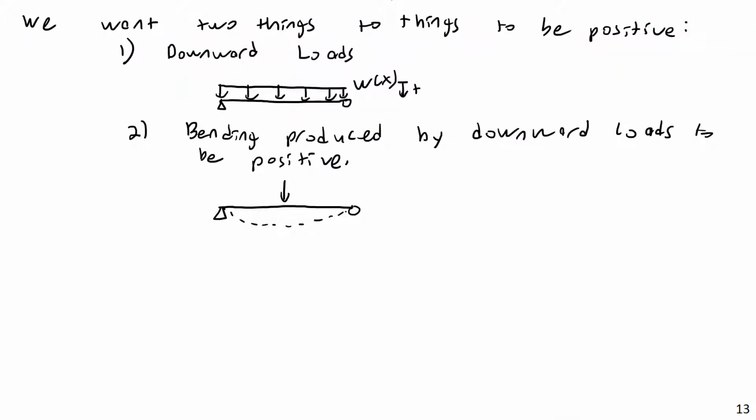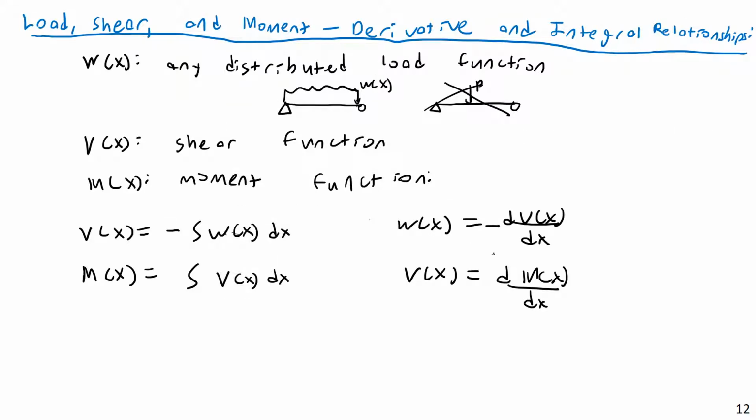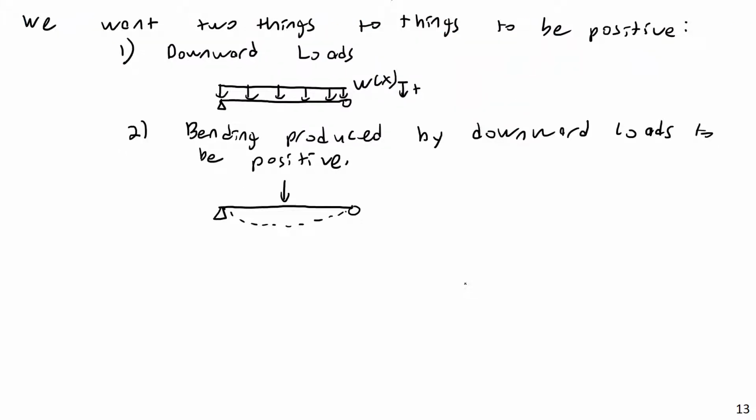But anyway, so we want these two things to be positive. Or we want both downward loads to be positive and a downward bending to be positive. And just the way the math works when you start working through the derivatives and integrals, the only way that works is if you tack a negative onto the shear. You could get away without having that if you were content having an upward load to be positive or a downward bending to be negative or something like that.